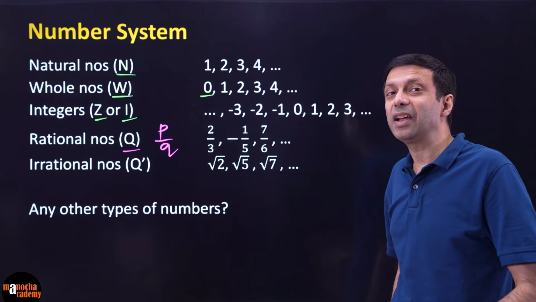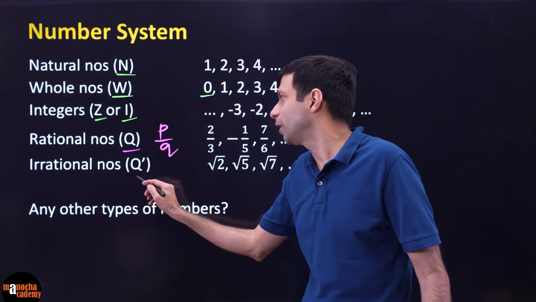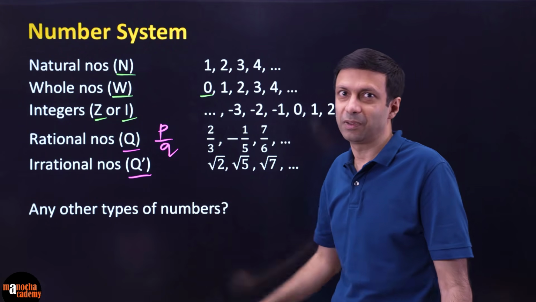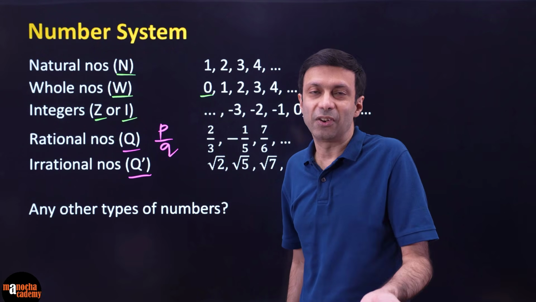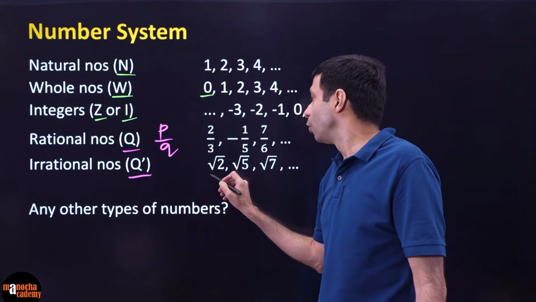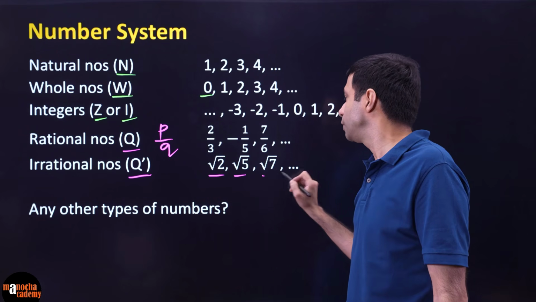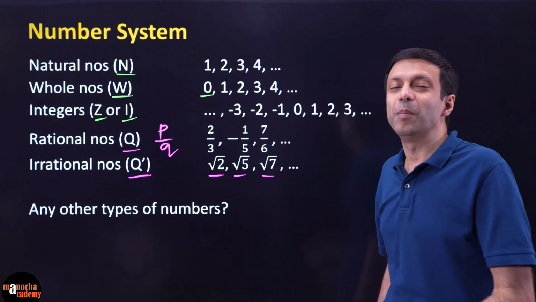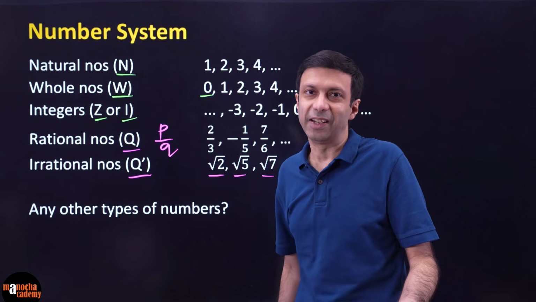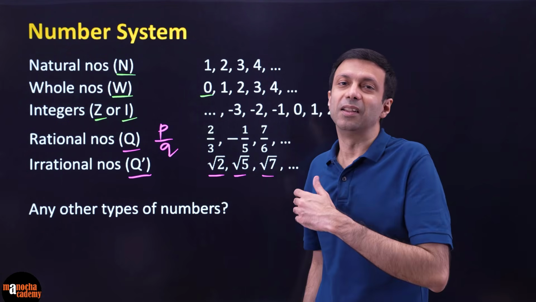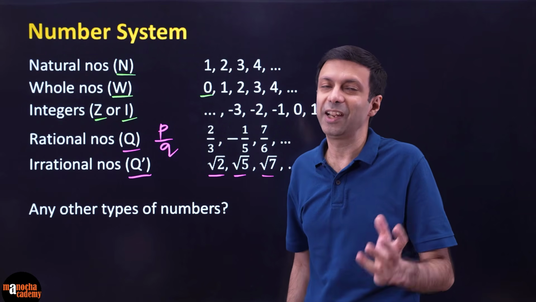And then you have the irrational numbers denoted by Q dash. And what are examples of irrational numbers? The surds or the radicals. For example, √2, √5, √7. Why are these irrational? Because they form a non-terminating, non-recurring decimal. So if you try to evaluate them, the decimal number will be non-terminating, non-recurring.